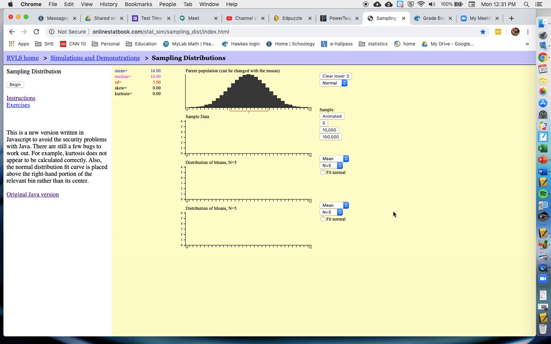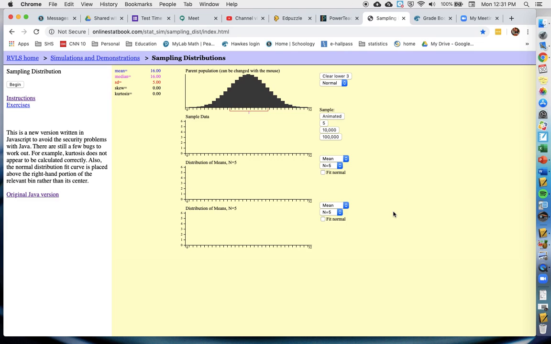Okay, I'm going to give you a quick little demo to show you something that they're going to talk about in Chapter 7 called a mean of sample means. And it's kind of a hard concept without just kind of seeing it in action.